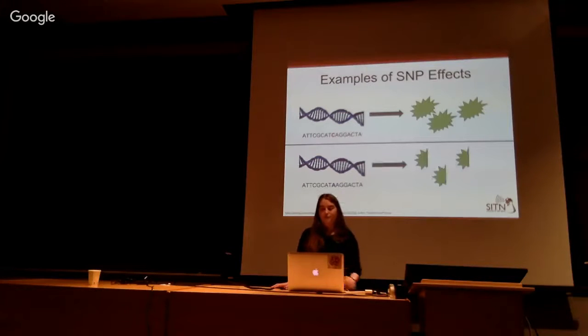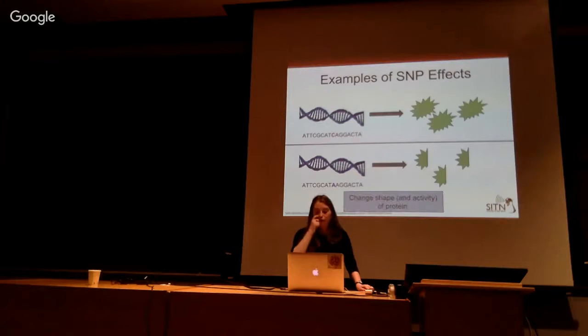One thing that could happen is this. People who have the C are producing these nice green star proteins, but people who have the A are producing these misshapen proteins that don't look the same as the ones with the C. That would be an example of a SNP that changes the shape of a protein. For most proteins, their shape correlates pretty directly with their function. So if you mess up a protein's shape, you're probably also going to mess up its activity or its function. So in this case, we changed the shape and activity of a protein.